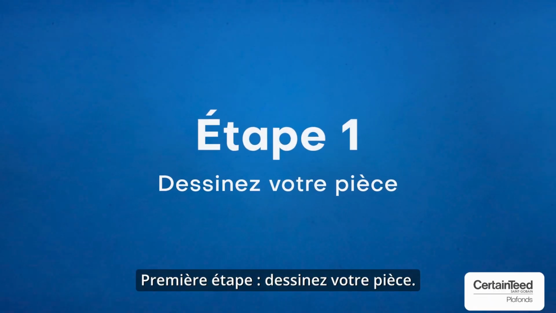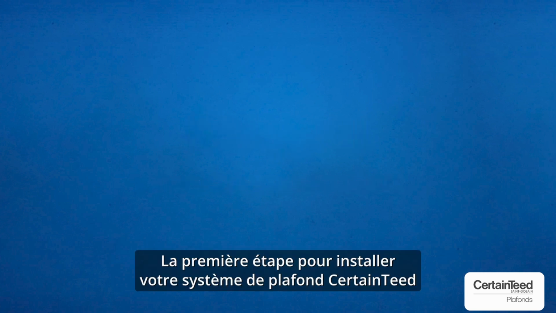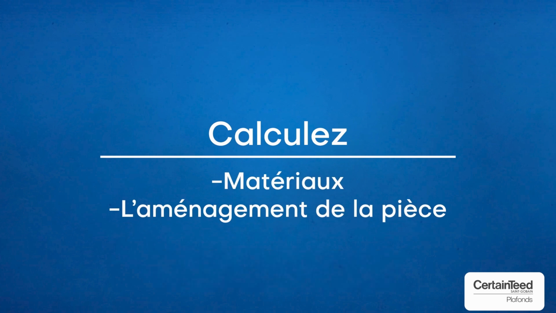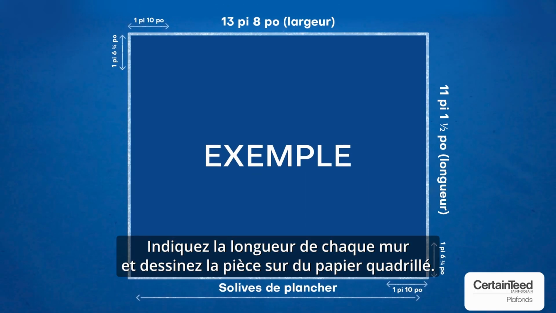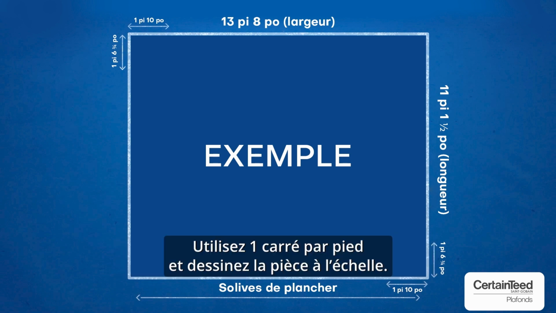Step 1. Drawing your room. The first step to install your CertainTeed ceiling system is to calculate the materials and lay out the room. Measure the length of each wall and draw the room on a graph paper. Use 1 square per foot and draw the room to scale.